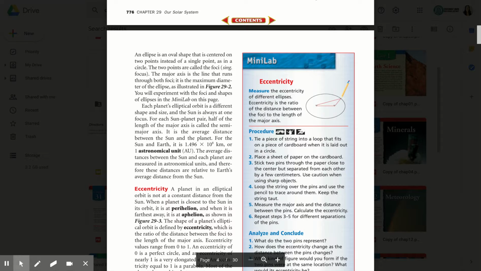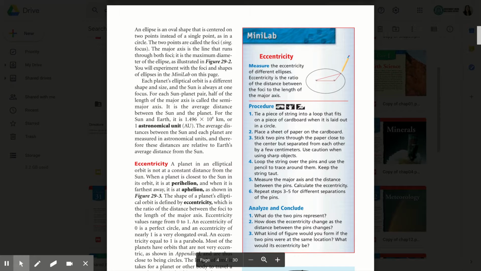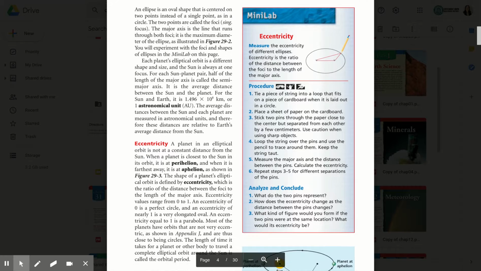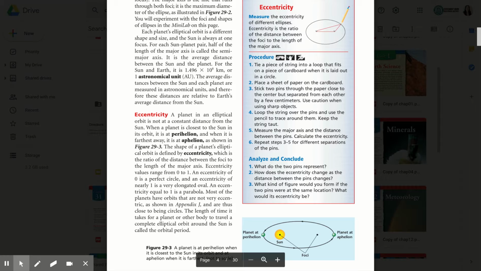An ellipse is an oval shape that is centered on 2 points instead of a single point, as in a circle. The 2 points are called the foci, singular focus. The major axis is the line that runs through both foci. It is the maximum diameter of the ellipse, as illustrated in figure 29.2. You will experiment with the foci and the shapes of ellipses in the mini lab on this page. Each planet's elliptical orbit is a different shape and size, and the sun is always at one focus.